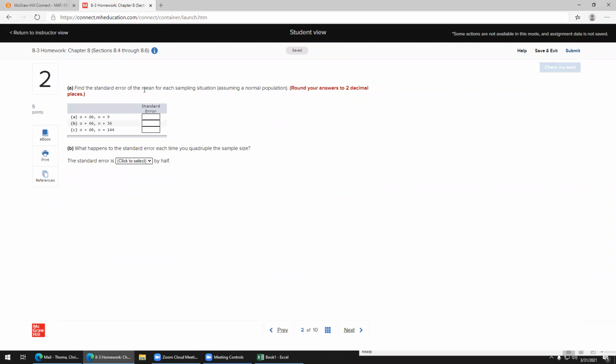Find the standard error of the mean of a sampling distribution, right? So standard error is just what we just did a minute ago, the standard deviation divided by the square root of n. So the first one would be 60 divided by the square root of 9, which is 3.